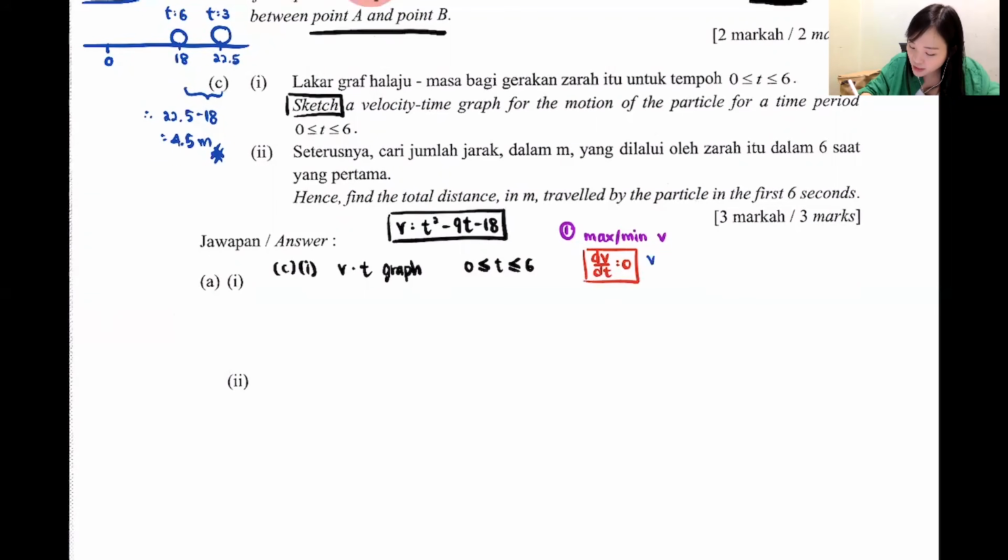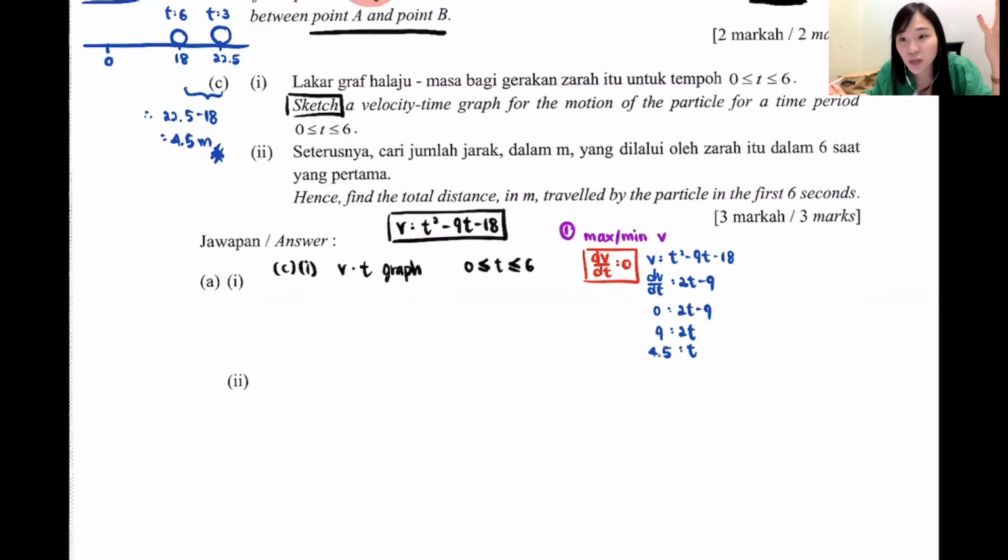How do I get dv dt? I already got my v equation here. So for me to find dv dt, I just need to differentiate. You can straight away tell me a equals 0 also, but you don't have an a equation, so you still need to differentiate. So if I differentiate it, I get 2t minus 9. So 9 equals 2t, I get t equals 4.5. So my dear, I straight away know the maximum minimum velocity is reached on the 4.5 second.